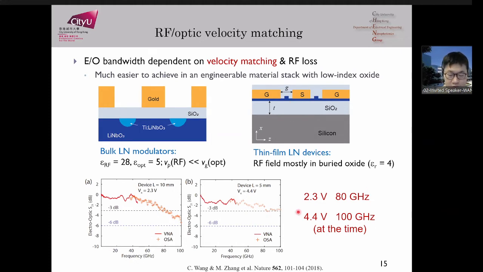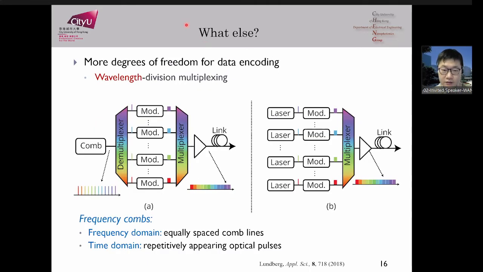This was a few years ago now. At the time, we were able to demonstrate devices with a 3 dB bandwidth of about 100 gigahertz. So later I'm going to show you that actually these devices can go much beyond 100 gigahertz according to our recent work. Okay, so this is a modulator for communication systems, and a question we can ask is, what else can we add to this communication system, right?